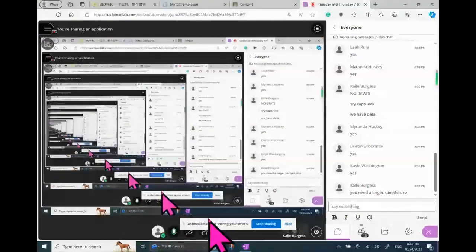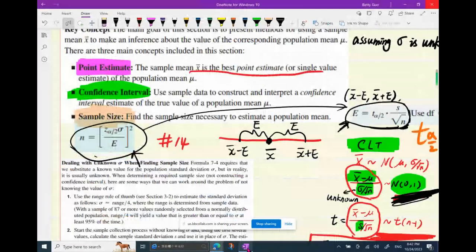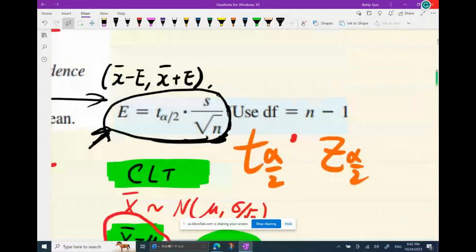You need a large sample size. The reason actually is because we do not have S. It's kind of interesting, right? Because you are going to determine the sample size, means you do not have a sample. If you do not have a sample yet, how do you know the value of S? That's why we can't use this formula.